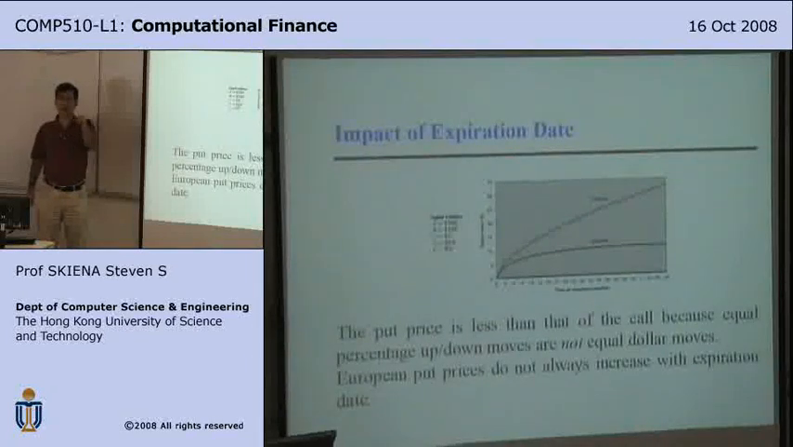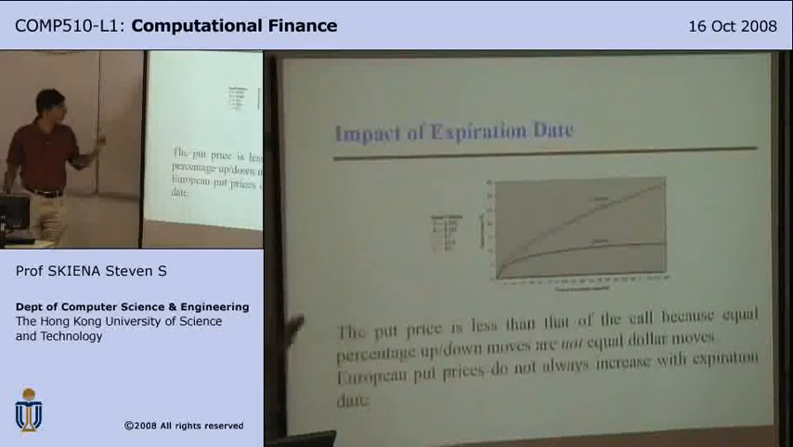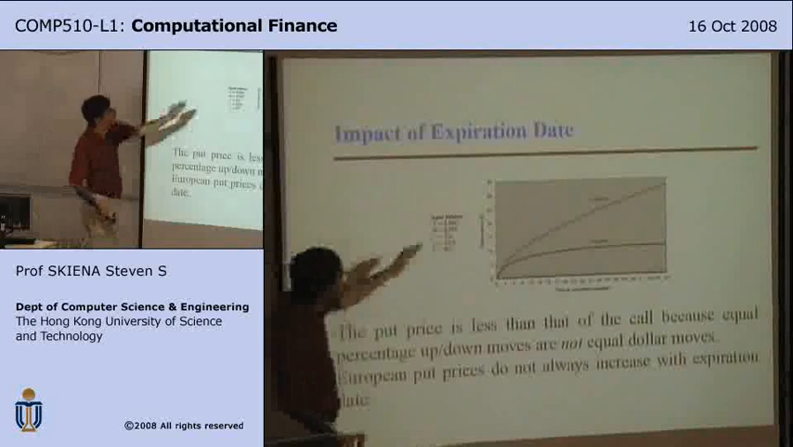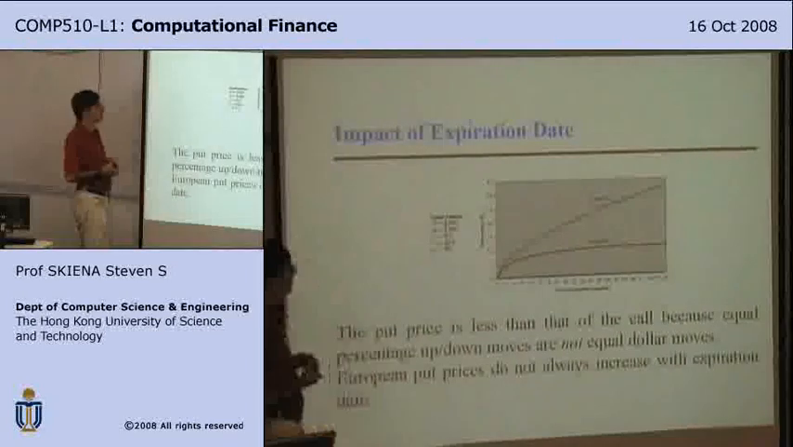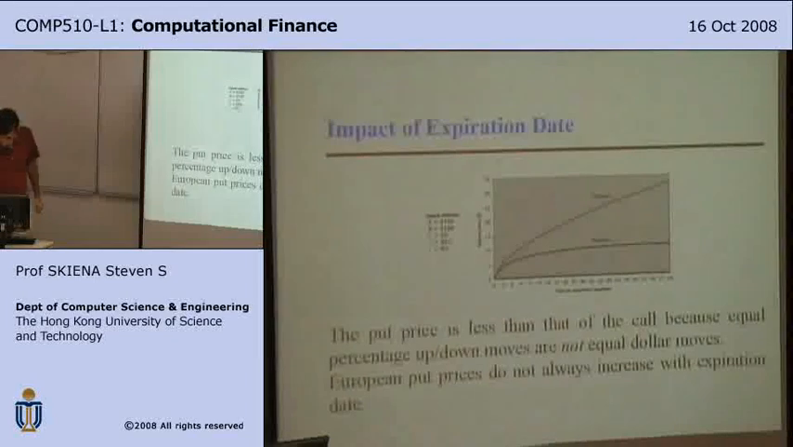I feel there's no air in this room now, so I don't know if anybody's paying any attention. But any questions here? So that's kind of interesting. Again, as we showed before, European put prices don't always increase with expiration date, but American ones do. We also notice that the slope at which it is increasing seems to taper off. Any questions?